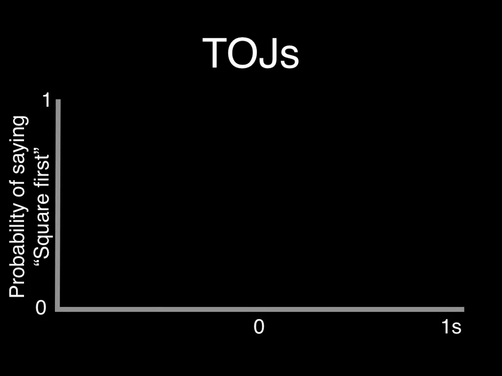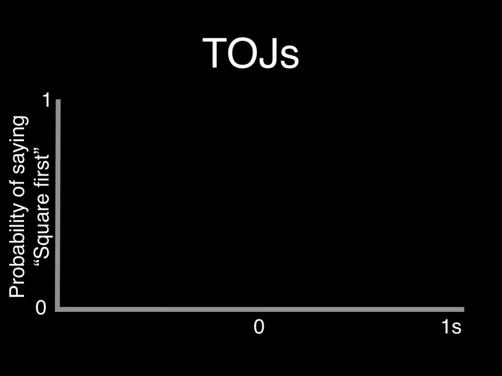If you imagine you presented them at the same time, that is reflected on the x-axis here as 0 separation. If you put the square as leading the diamond by a whole second, most people are going to respond most of the time saying the square came first. If you put the diamond a whole second before the square, that's going to come over here, and then most people are going to say the diamond came first.